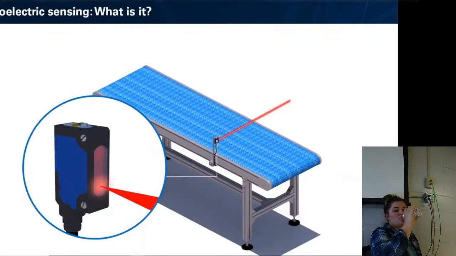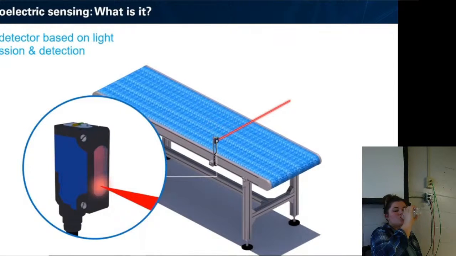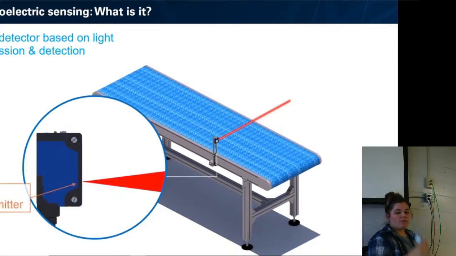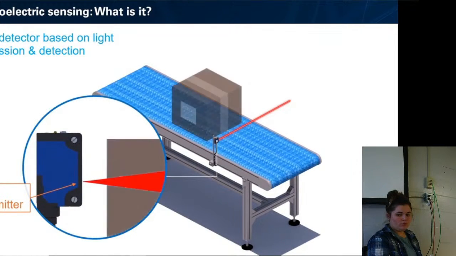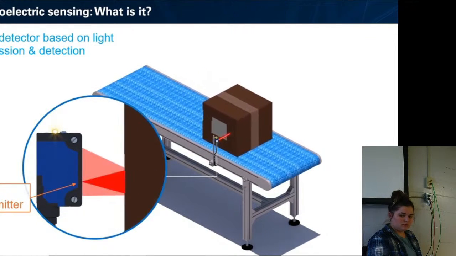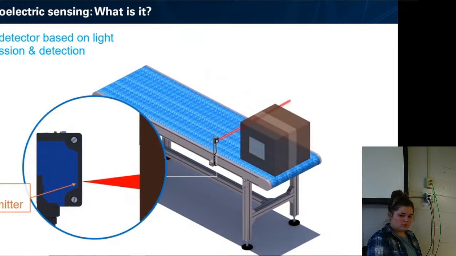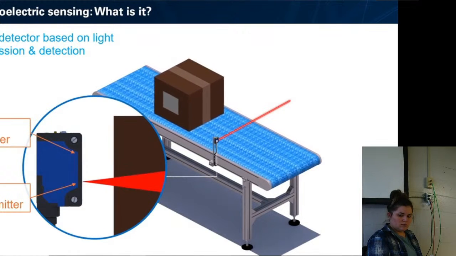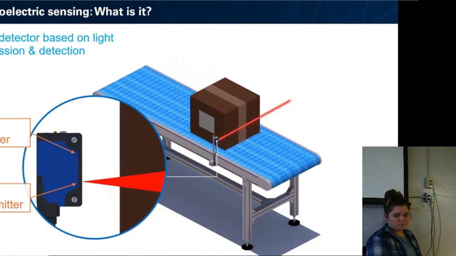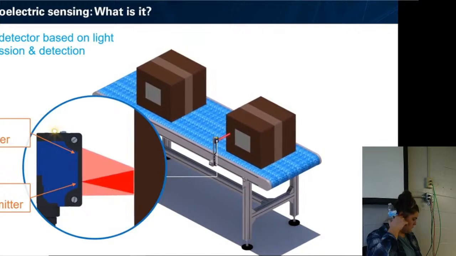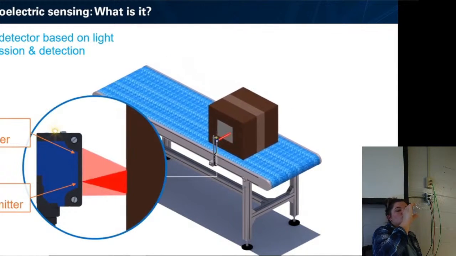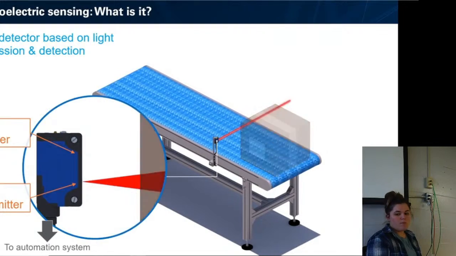A photoelectric sensor is a proximity detector based on light beam emission and detection. The light beam transmitter, usually a light-emitting diode, emits a light beam. When an object goes through, the beam is deviated. The light-sensitive receiver detects this deviation. In this example, the light-sensitive receiver detects the beam reflection. The photoelectric sensor makes the information of the presence or absence of an object available for the automation system.